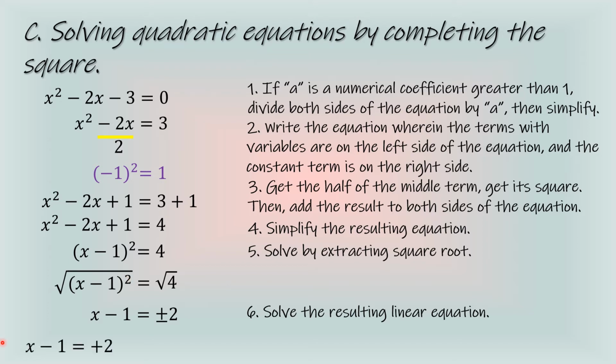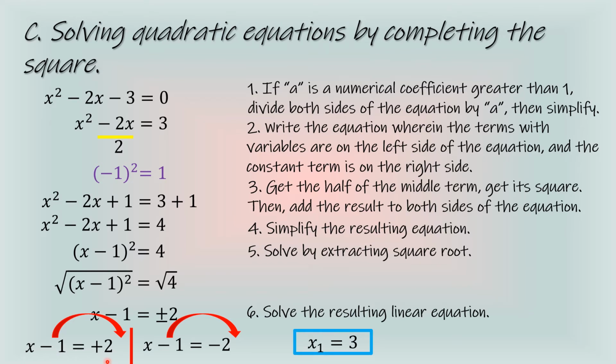So, x minus 1 is equal to positive 2. Hatiin natin sa dalawa itong nakuha nating linear equation. And then, x minus 1 is equal to negative 2. Let us now find the two values of x. Kapag kukunin natin yung values ng x, itatranspose lang natin itong negative 1 to right side. Pagsasamahin natin yung dalawang constant. And then, ganun din sa kabila. So, negative 1 will now become positive 1 here. Ganun din dito sa right side.